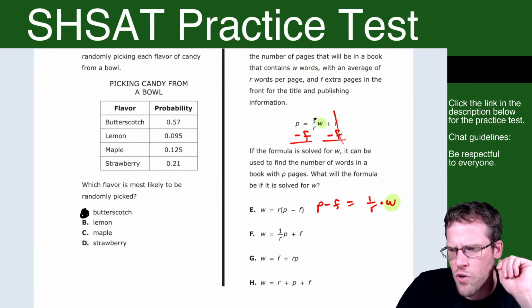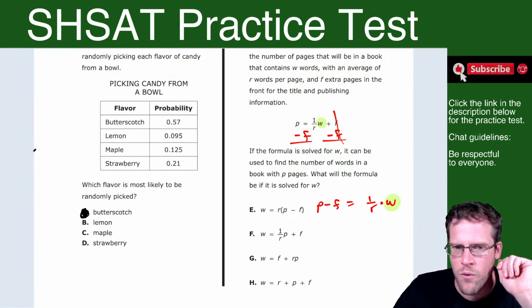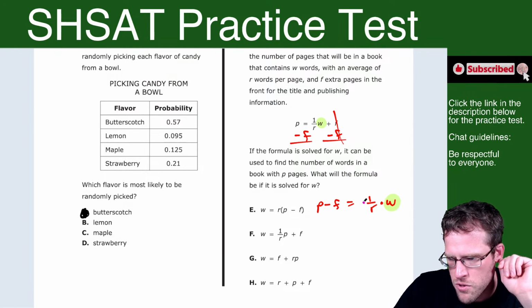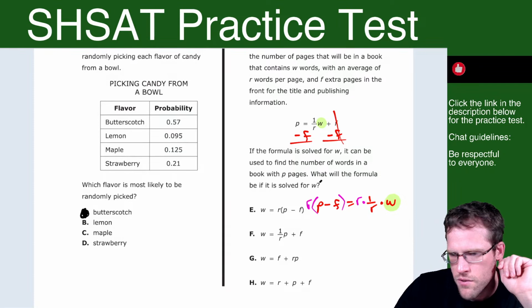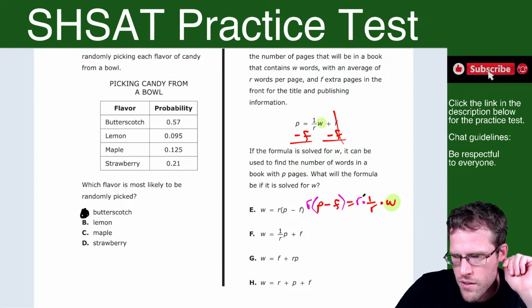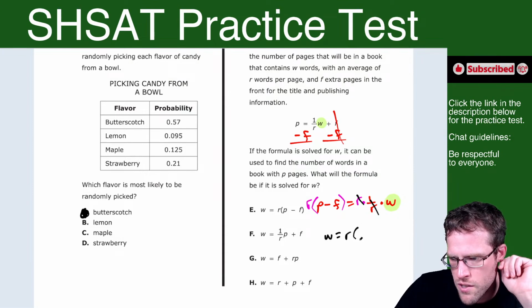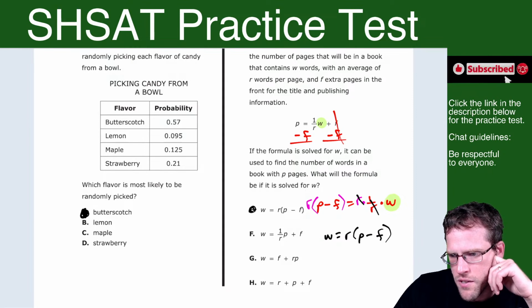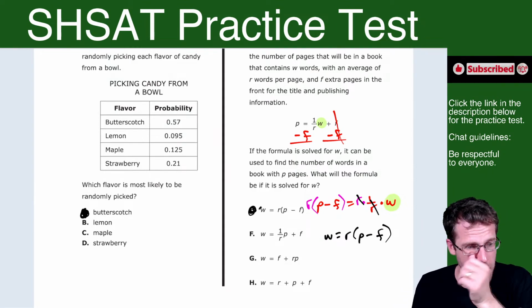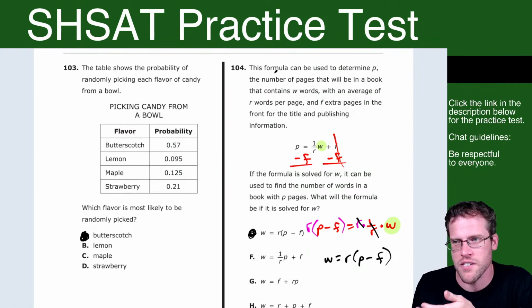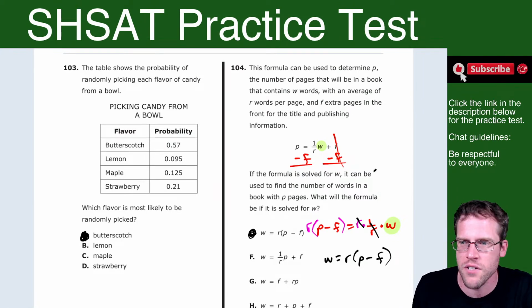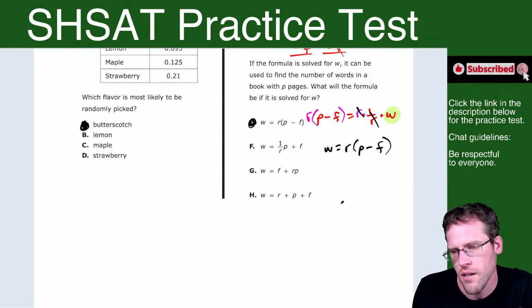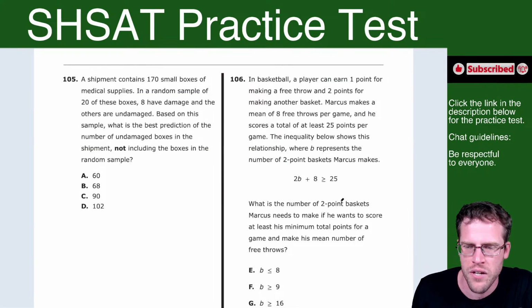But now, you see how it's 1 over R times W? If I want to get rid of that R, I could just multiply both sides by R. But I have to put this side in parentheses. So now what we have is R times 1 over R. This cancels. And we have W equals R times (P minus F). So, choice E. Not bad. Yeah, the questions that have unnecessary words, like, here's an equation, solve it for W. Like, all right. A lot of fluff.